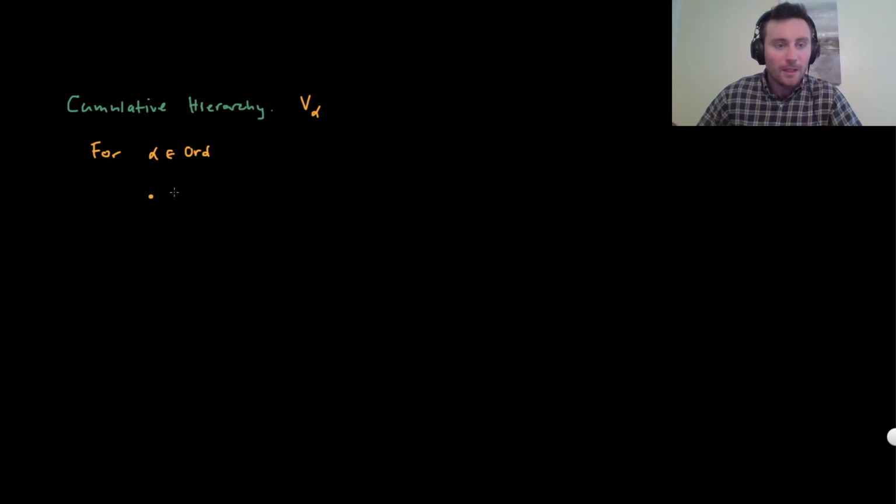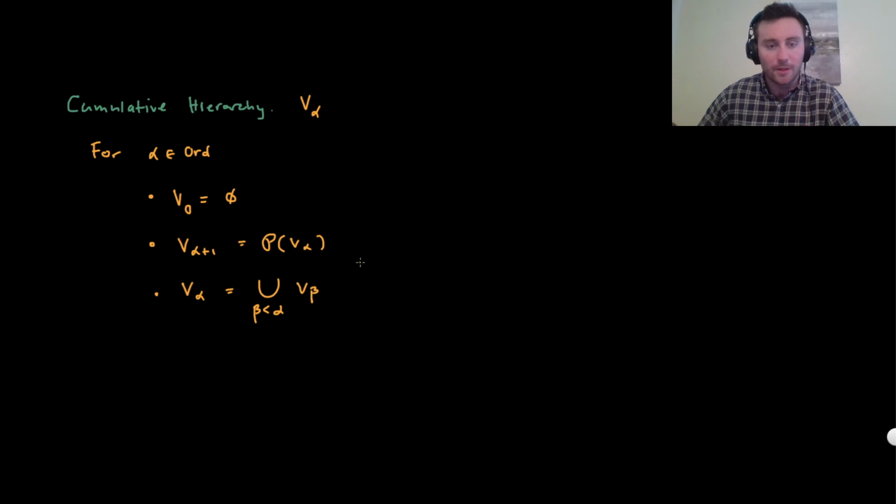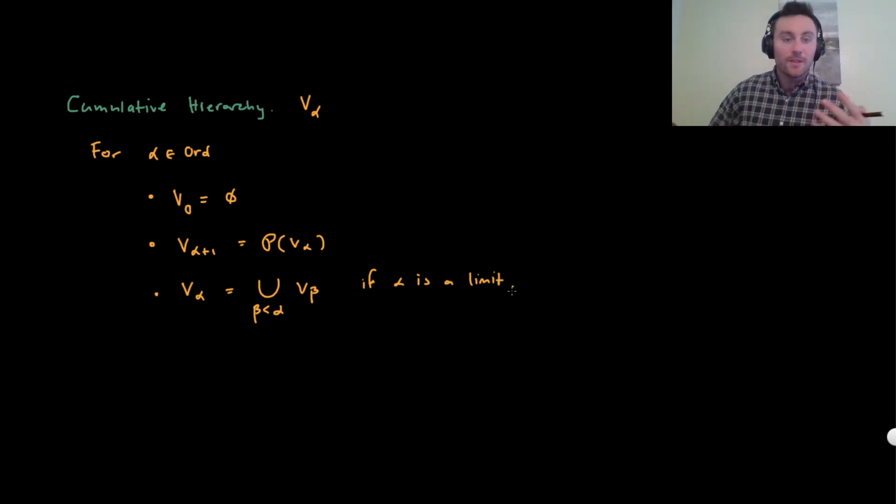If alpha is 0, the definition of V0 is just the empty set. If we take a successor ordinal, so we look at V alpha plus 1, this ends up being the power set of the previous stage in our cumulative hierarchy. And if alpha is a limit, what we do is we take the union of all the previous stages. So this is the definition of the cumulative hierarchy.